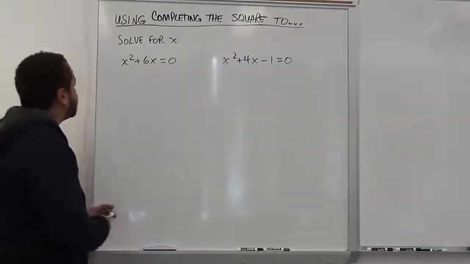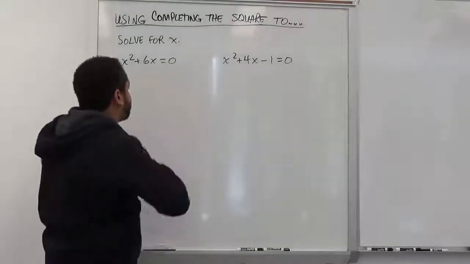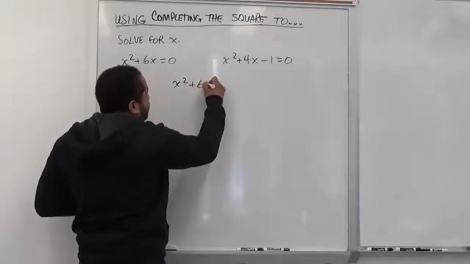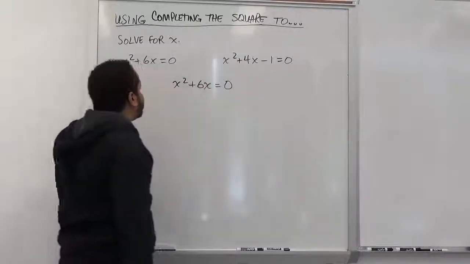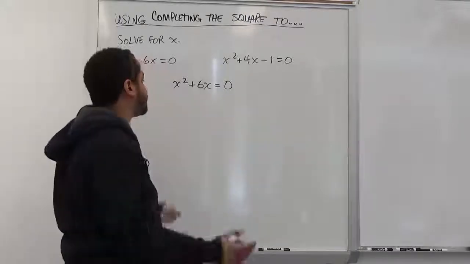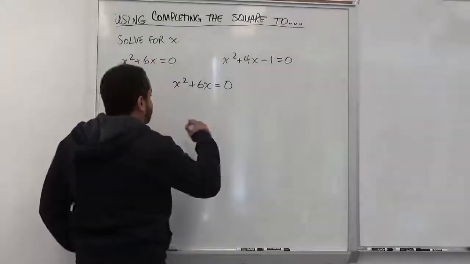Alright? So in the first problem here we have x squared plus 6x equals 0. Now to complete the square to solve for x, this makes our life a lot easier because there's no constant term on the left side of the equation or the right. It's equivalent to 0. So this makes the process pretty simple.